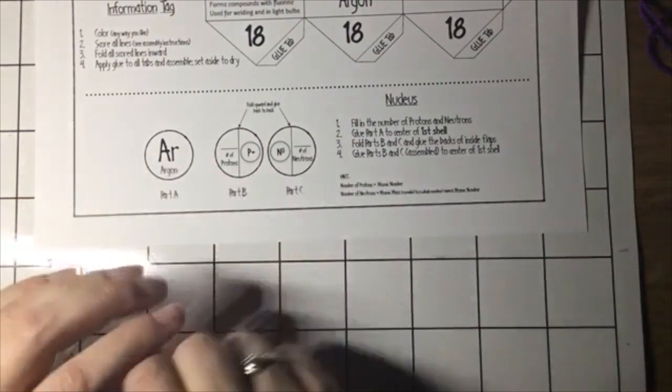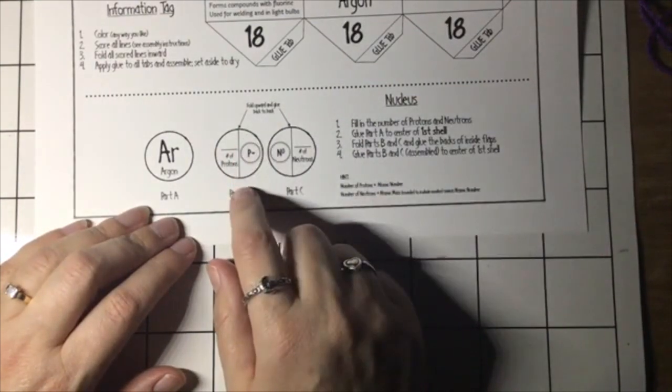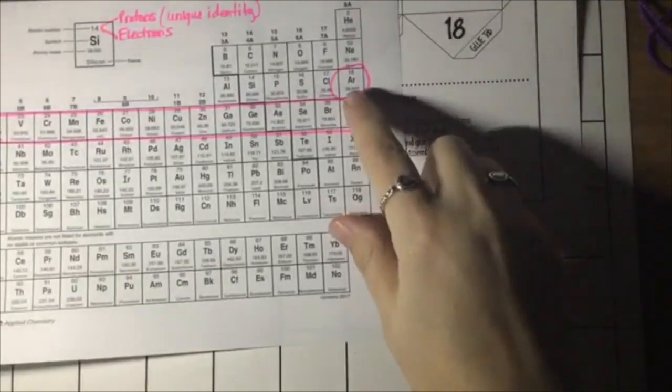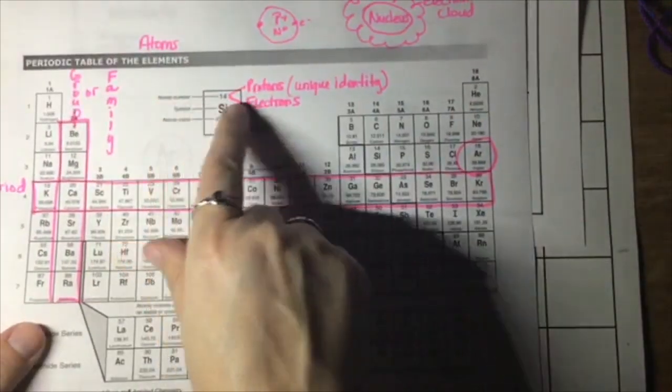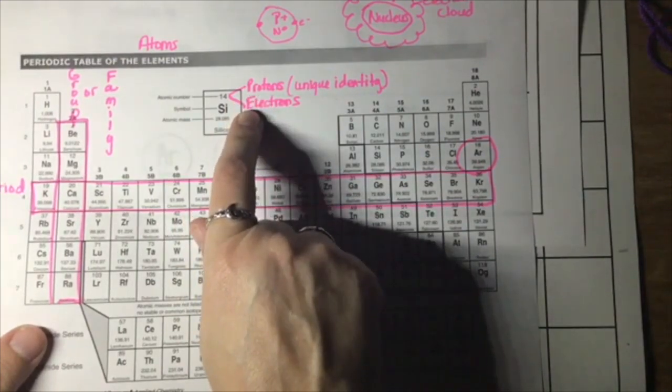So I taught you earlier that you can find the number of protons super easy if you see them on the periodic table, if you see this element. So I'm going to just grab one of the periodic tables I have and show you. Here is argon. And remember I told you that the atomic number that's at the top of the element box is your number of protons. It's also the number of electrons usually, okay?